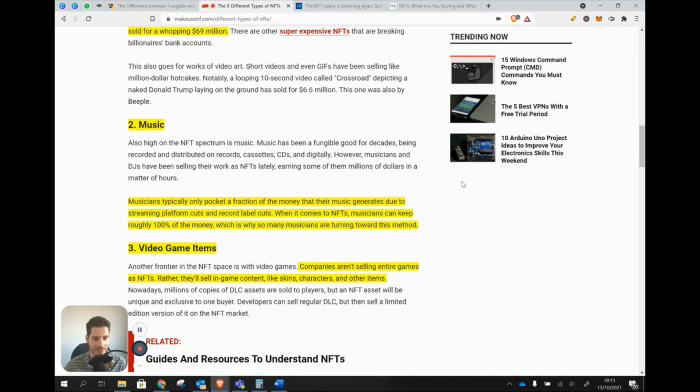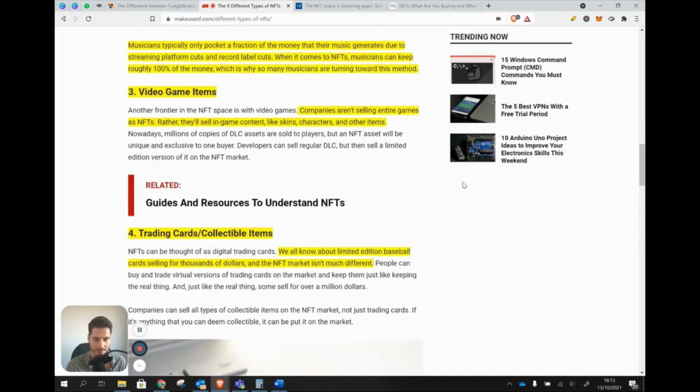So the third one is video game items. Companies aren't selling entire games as NFTs, but they rather sell in-game content like skins, characters, and other items. One of the biggest competitors in this space is Enjin. I will also link this video below.